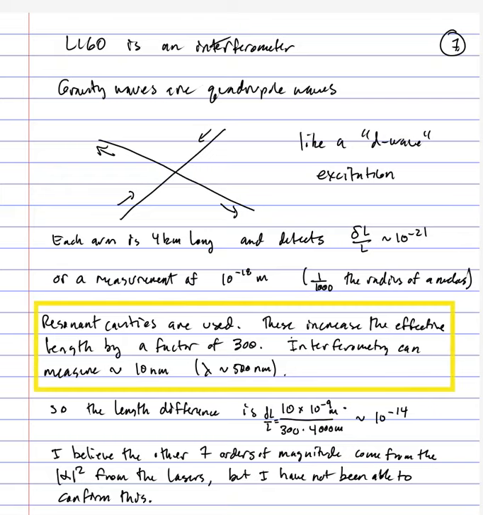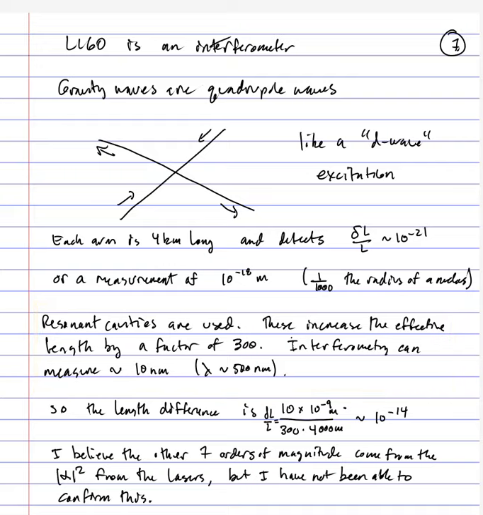So in order to do that, they use resonant cavities, which increase the effective length of those LIGO arms by a factor of 300. So they actually look like 1,200 kilometer long arms, even though they're only 4 kilometers long. The interferometry can measure distances that differ on the order of about 10 nanometers. That's with optical light that has a wavelength on the order of about 500 nanometers. So the length difference that I get just from the interferometry is 10 times 10 to the minus 9 meters, that's 10 nanometers, divided by 300 times 4,000 meters, that's the effective length of the arms. That gives me 10 to the minus 14.